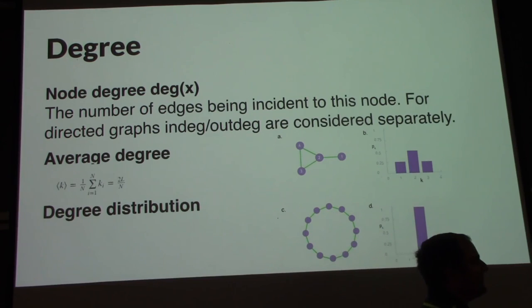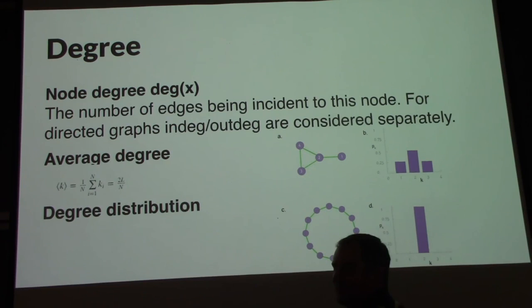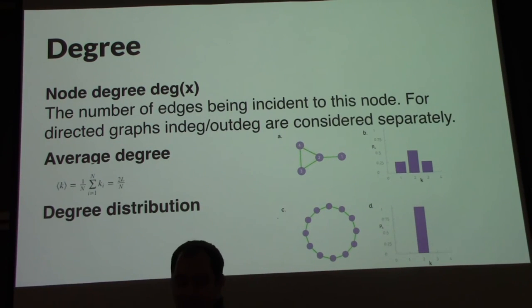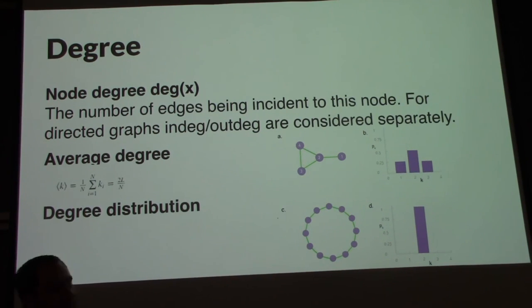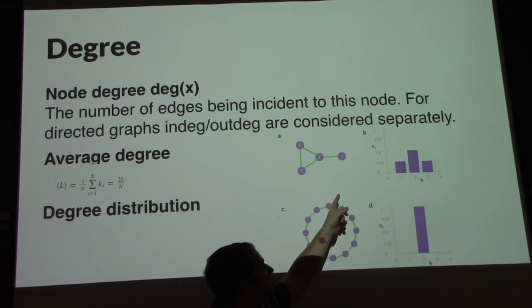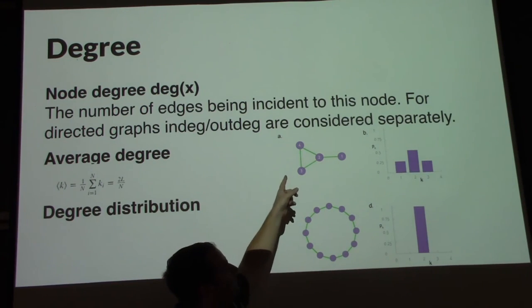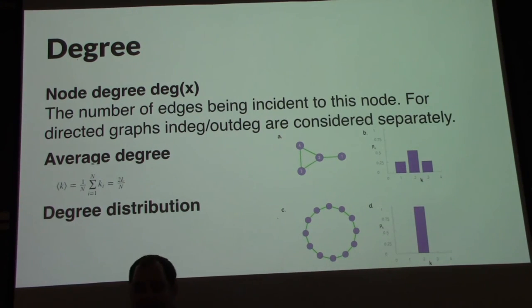One very important measure about graphs is degrees. The degree of a node is the number of edges for a node. So here in this example, node 1 has degree 1, node 2 has degree 3, node 3 has degree 2, node 4 has degree 2, because this is how many edges the graph has.